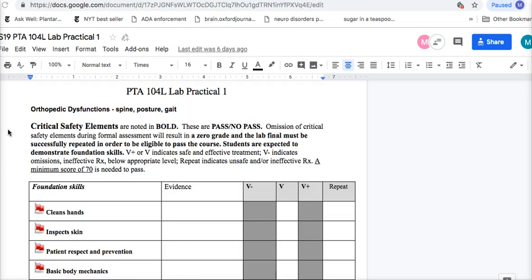All interventions of posture and gait that you've worked on, especially during the first 4 weeks of PTA 104 in lab and lecture, as well as getting a better understanding for providing care for someone with a problem related to a medical condition associated with the spine, right? Some impairments related to a spine problem.